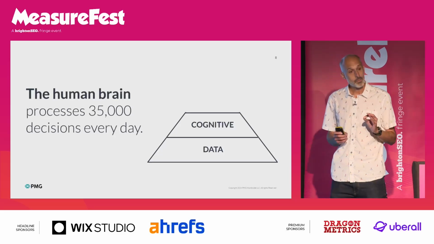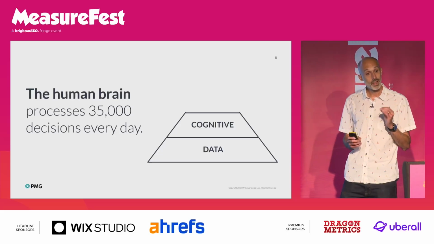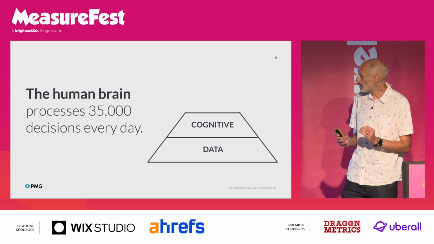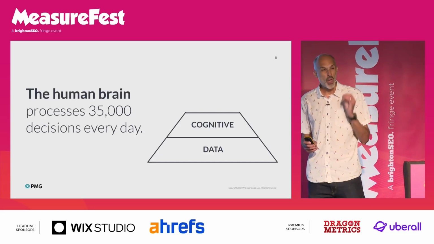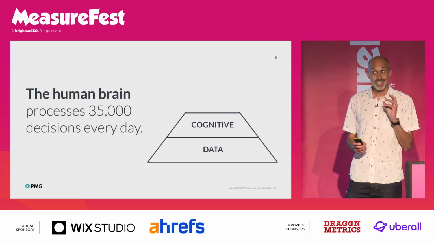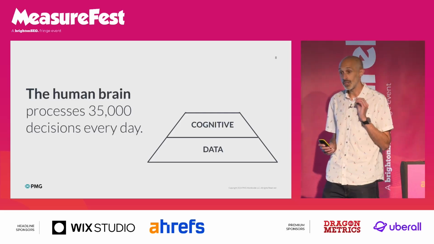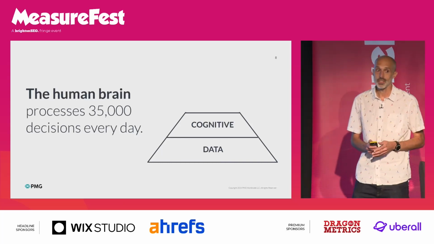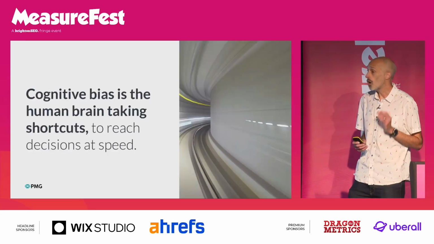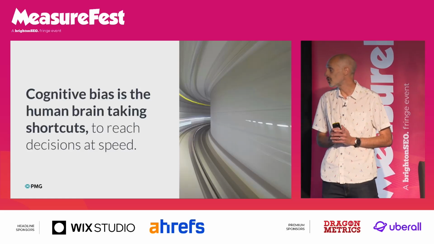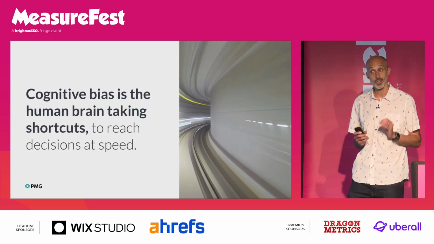Moving to our next layer of the pyramid, the biases that exist cognitively when our brains react to and interpret a visual. Science proves that the human brain processes up to 35,000 decisions every day. That's the equivalent of a decision being made every 2.5 seconds. Our brains need to reach decisions at speed, and this is where cognitive bias comes in. Cognitive bias is the human brain taking shortcuts to reach decisions at speed.